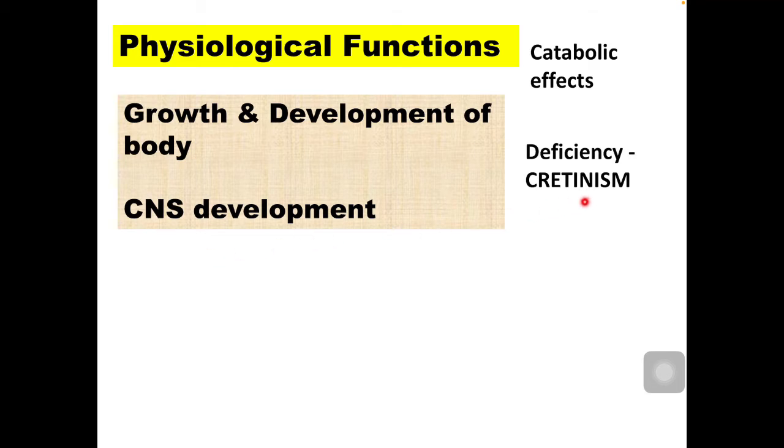And in children who are more than 1 or 2 years of age, deficiency of thyroid hormones leads to what is known as cretinism. So there is short stature, there is mental retardation, there are other growth defects present in the child.